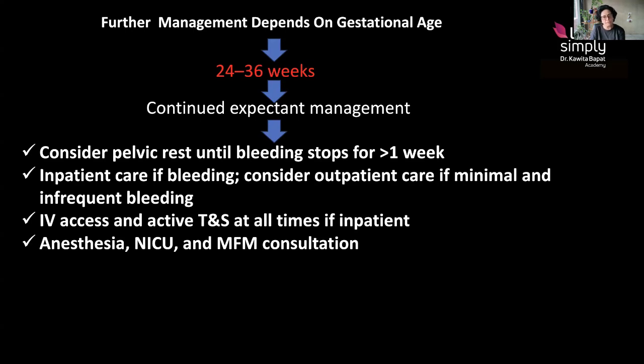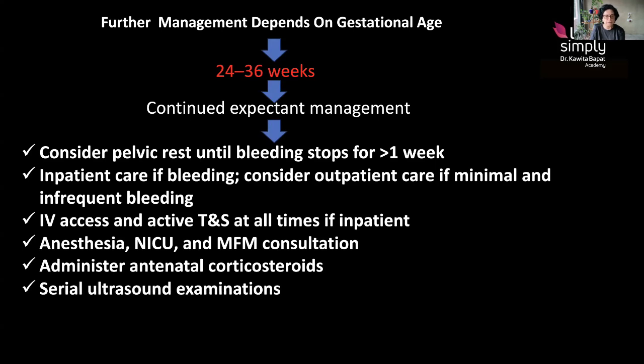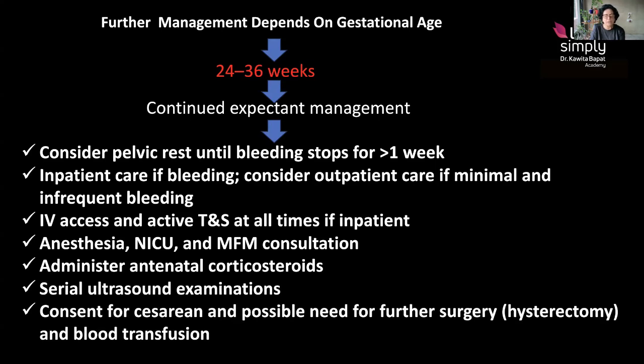Anesthesia, NICU, MFM consultation. Administer antenatal corticosteroids. Serial ultrasound examination. Consent for cesarean, possible need for further surgery, sometimes hysterectomy, and blood transfusion.